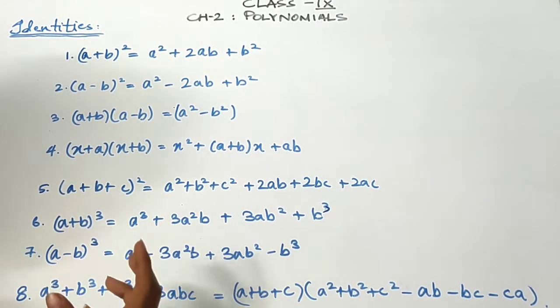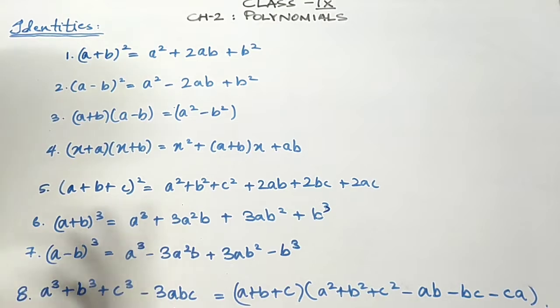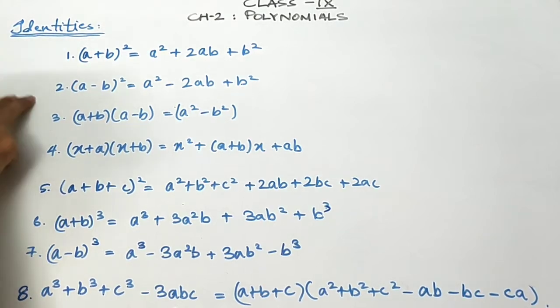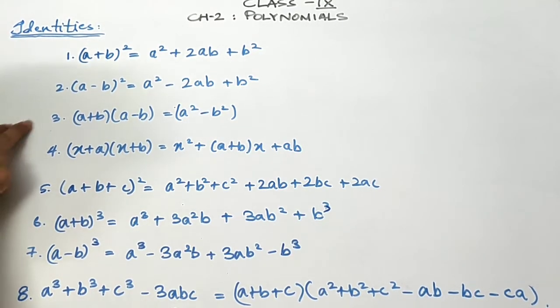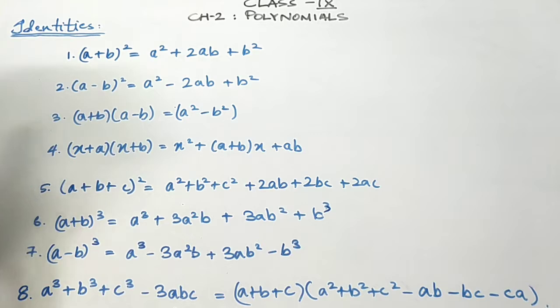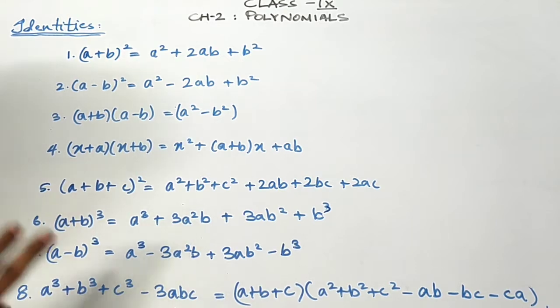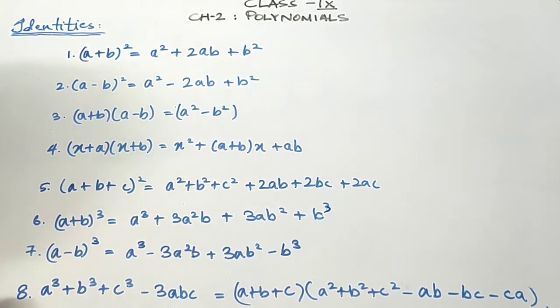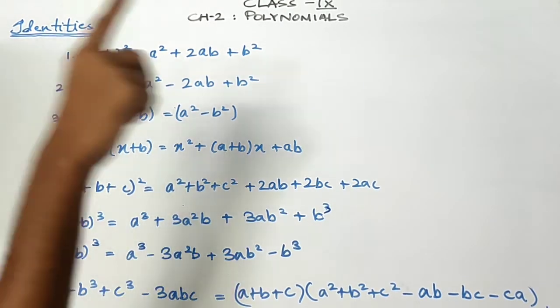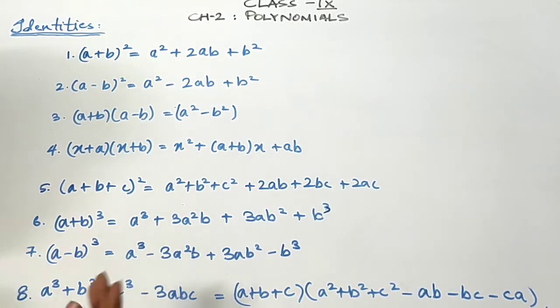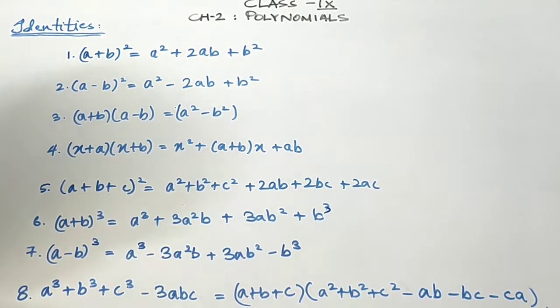Just say it out loud. Say every identity out loud so that you register it into your mind. So there go all our 8 identities. The first one being a plus b the whole square, a minus b the whole square, a plus b into a minus b, x plus a into x plus b, a plus b plus c the whole square, a plus b the whole cube, a minus b the whole cube, and finally a cube plus b cube plus c cube minus 3abc. Now, as I said earlier, take a screenshot of this screen and print it out so that you can see it always and you can memorize it.